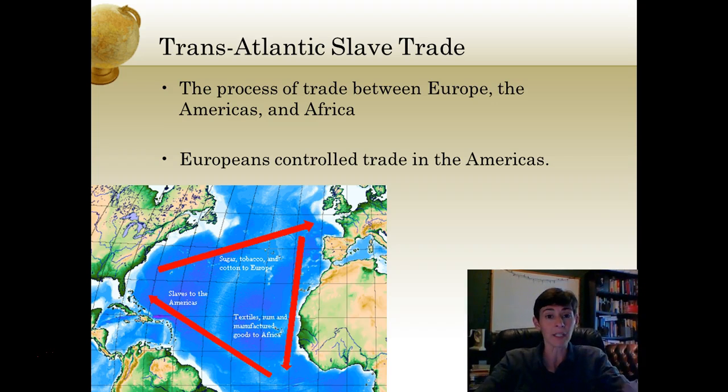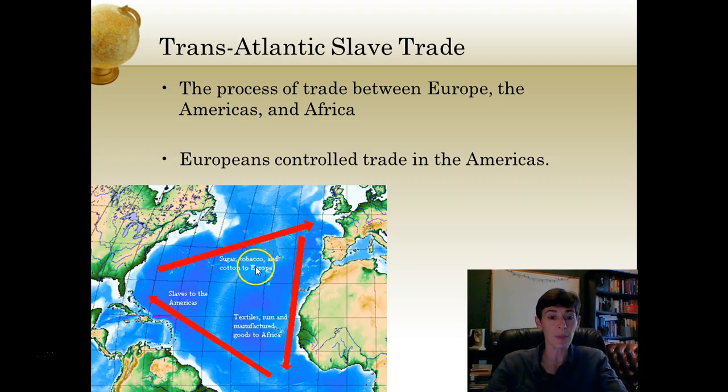Now, the transatlantic slave trade. Very briefly, it is the process of trade between Europe, the Americas, and Africa. Europeans controlled all trade in the Americas, and depending on which colony belonged to whom, the mother country controlled trade with that colony.